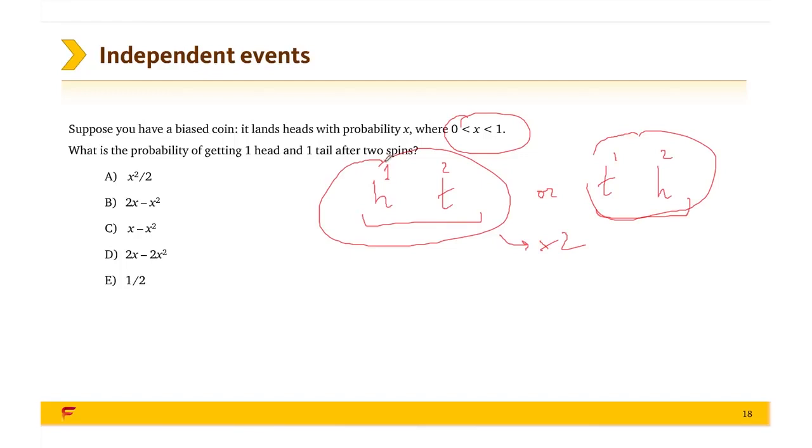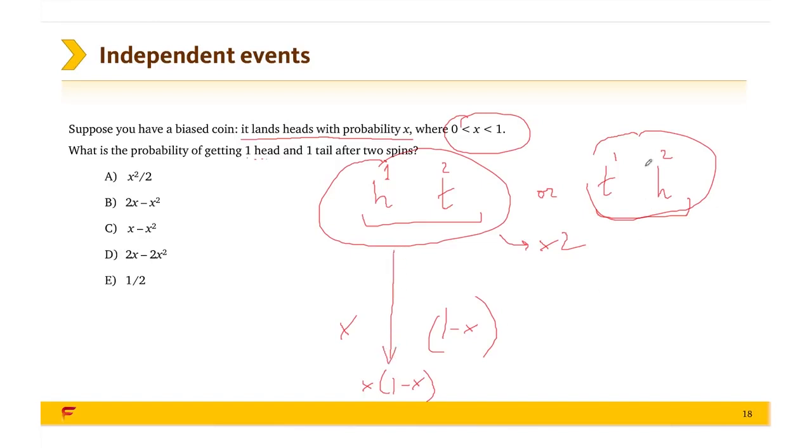What's the probability of getting head on our first spin and getting a tail on our second spin? The probability of getting head on our first spin is x, because the coin lands heads with probability x. And the probability of getting a tail on the second spin is 1 minus x. And then the probability of getting a head on the first spin and a tail on the second spin, so those two events together, will be just the product of these probabilities: x times 1 minus x. So this is the probability of this state.